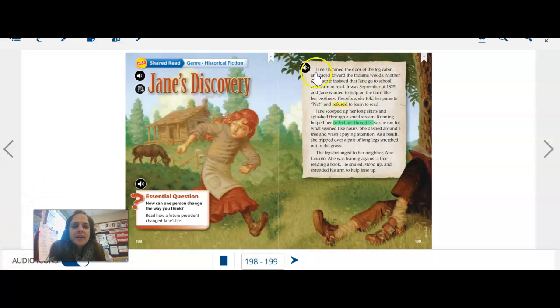So if I go back into this first paragraph, Jane slammed the door of the log cabin and raced toward the Indiana woods. This is what's happening right now. Why does she do that? Her father and mother insist that she go to school to learn to read. I'm going to record these key details on my graphic organizer to organize my thinking.